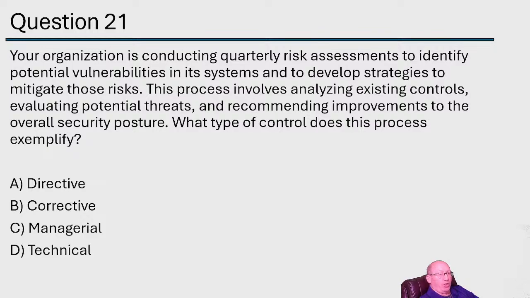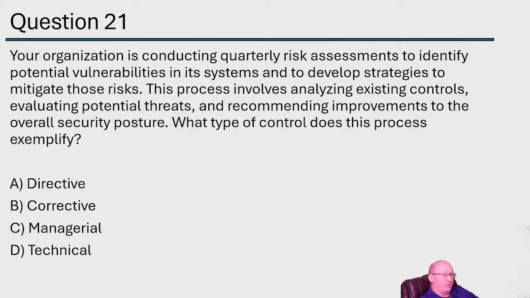What type of control does this process exemplify? Is it a directive control? Maybe. Is it a corrective control? No, it's not a corrective control. X didn't happen and we're doing something else. That's not what this is. Is it a managerial control? We kind of went over this already, but maybe. And is it a technical control? No, it's not. So is it a directive or is it a managerial control? That is really the top two.